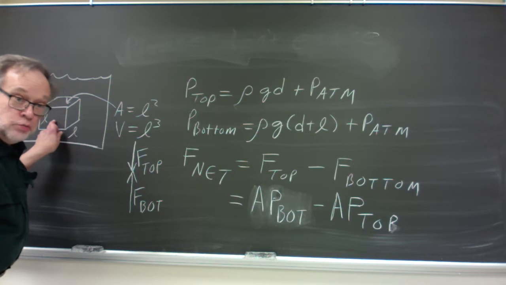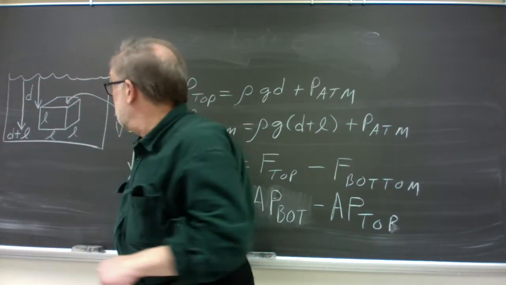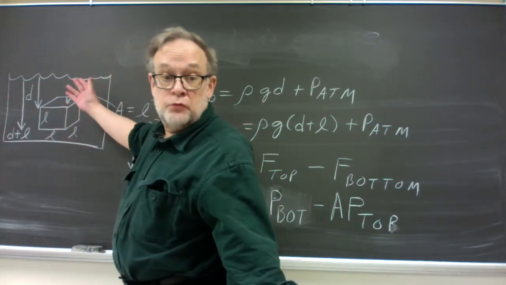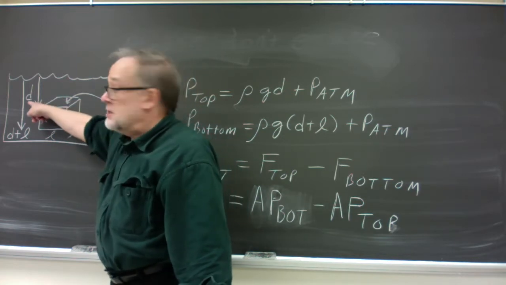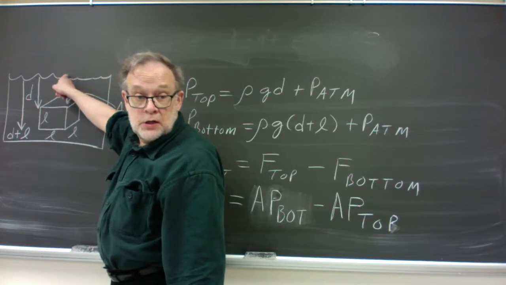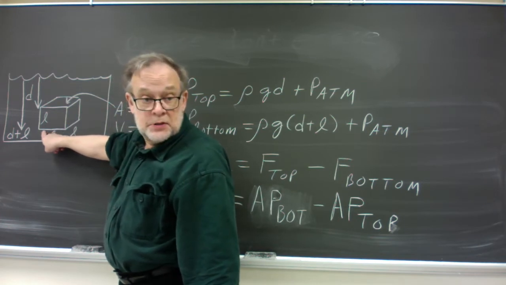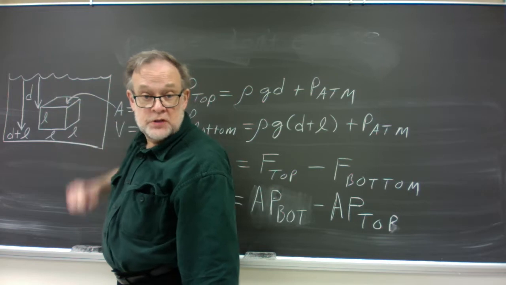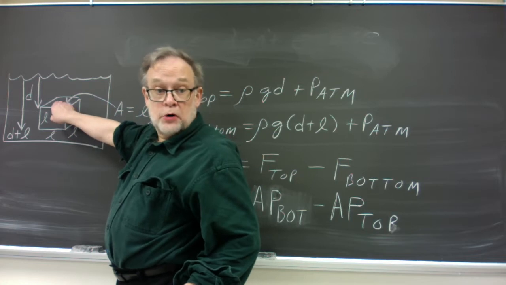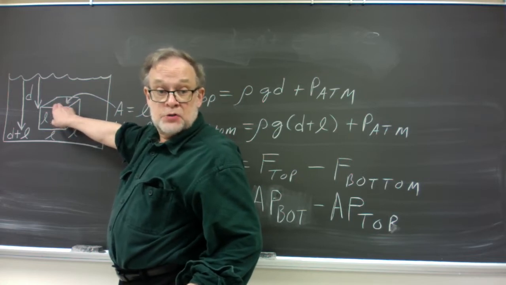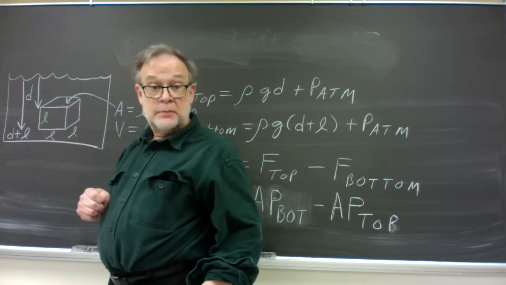Imagine just a cube with a length of L meters on each side, immersed in some kind of fluid. The top side of the cube is a distance d meters under the top level of the fluid, and then obviously the bottom surface is at a depth d plus L meters below the surface. So there's a force from the water pushing down on the top surface, and there's a force from the water pushing up on the bottom surface.